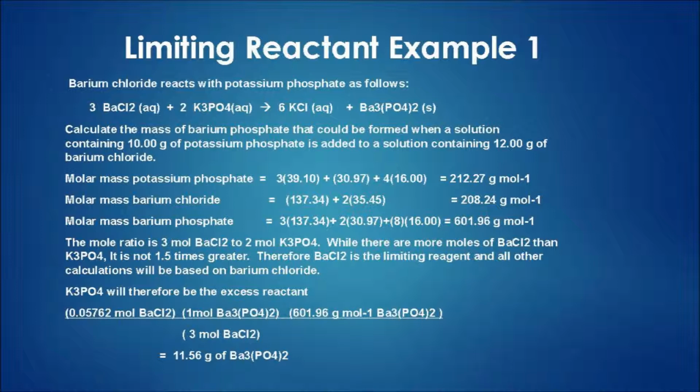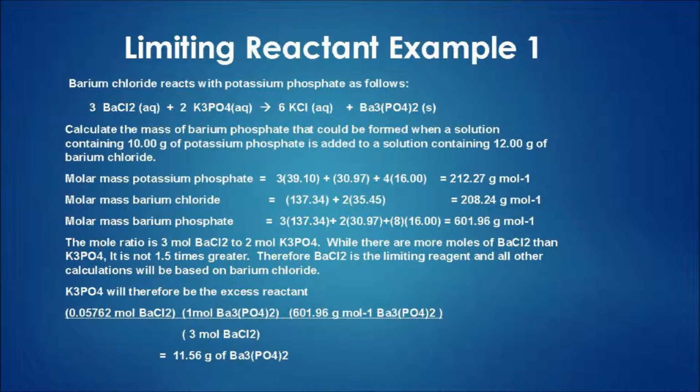We're going to go ahead and take the molar mass of each of these compounds. So the molar mass of potassium phosphate is going to be equal to 212.27 grams per mole. The molar mass of barium chloride is 208.24 grams per mole, and the molar mass of barium phosphate is 601.96 grams a mole. Here the mole ratio is 3 moles of barium chloride to 2 moles of potassium phosphate.